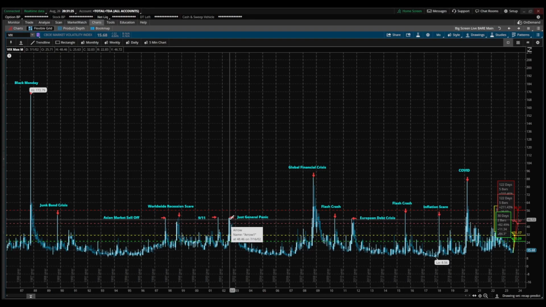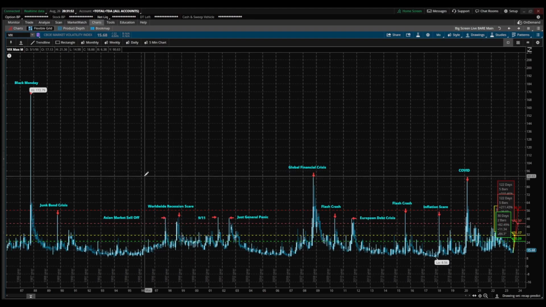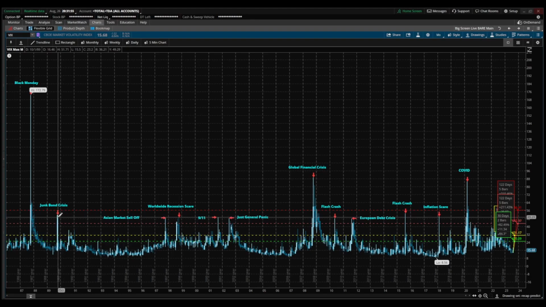So, I mean, it could be not much that's going wrong and get us to a 42. This is 9/11, got us above 42. This was a worldwide recession scare, which people are forecasting a worldwide recession on the horizon. So that could get us above 42 as well. The Asian market sell-off back in the 90s, when everybody thought Japan was going to be the next big economy, and then that didn't pan out. We've got the junk bond crisis here, back in the late 80s. Black Monday, of course, the worst day in the markets as far as volatility is concerned.